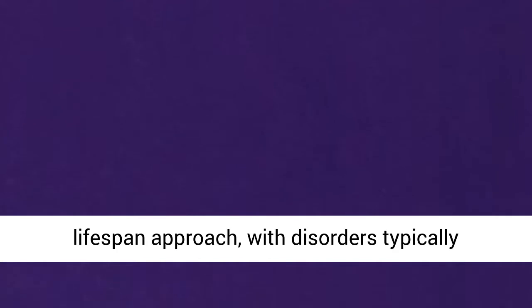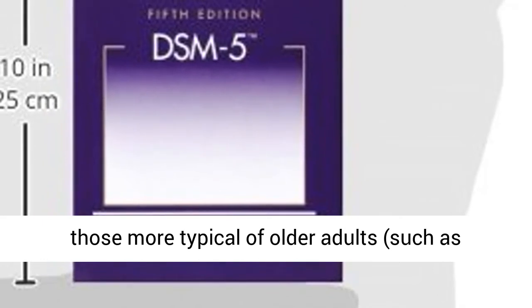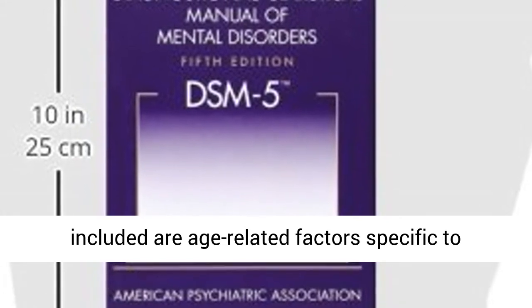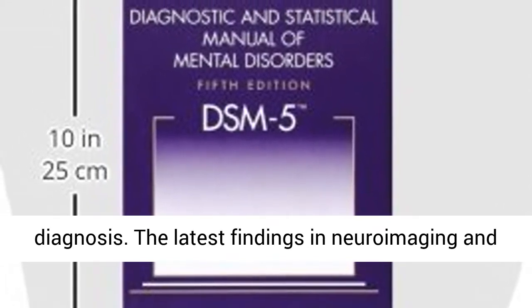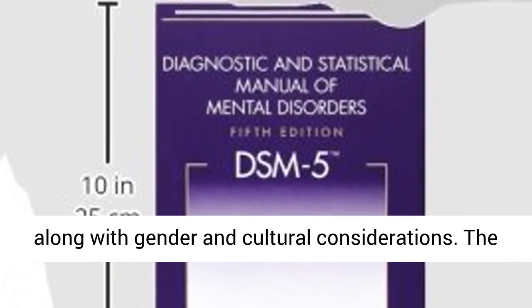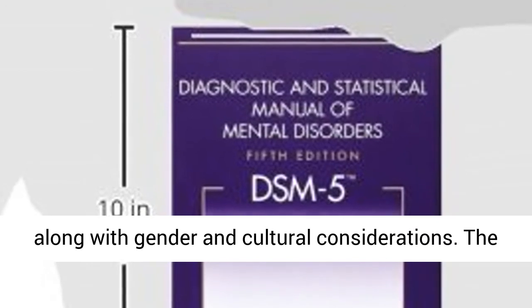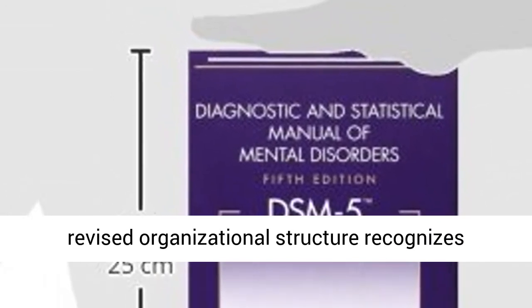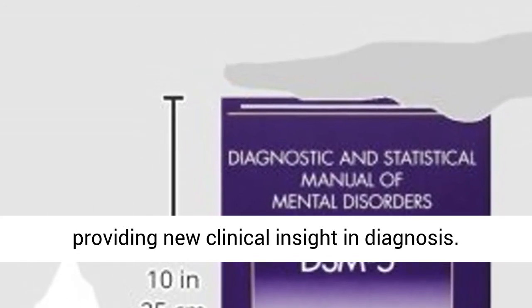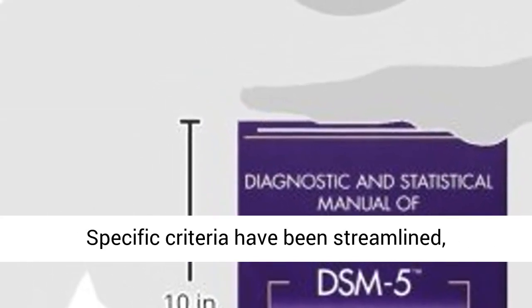The chapter organization reflects a lifespan approach, with disorders typically diagnosed in childhood, such as neurodevelopmental disorders, at the beginning of the manual, and those more typical of older adults, such as neurocognitive disorders, placed at the end. Also included are age-related factors specific to diagnosis. The latest findings in neuroimaging and genetics have been integrated into each disorder along with gender and cultural considerations. The revised organizational structure recognizes symptoms that span multiple diagnostic categories, providing new clinical insight in diagnosis.